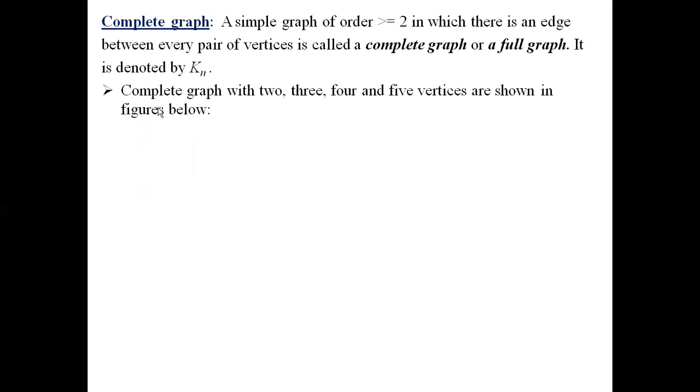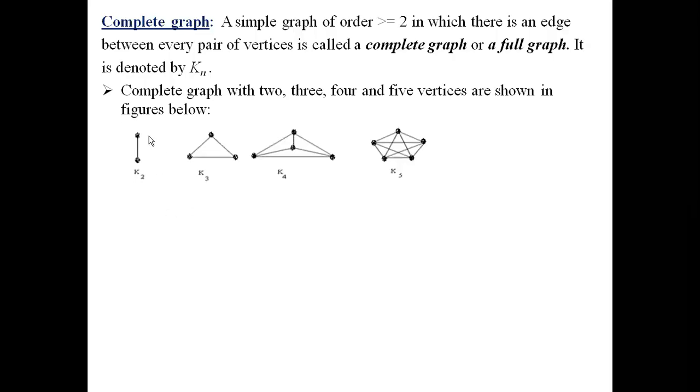So if there is an edge between every pair of vertices in a simple graph, then we say such a graph is a complete graph or a full graph denoted by Kn. A complete graph with 2, 3, 4 and 5 vertices are shown here. I have taken 2 vertices, so that is why the graph is denoted by K2. N is taking the value 2. There is an edge between every pair of vertices. There's only one pair of vertices here, so we need to draw one edge.